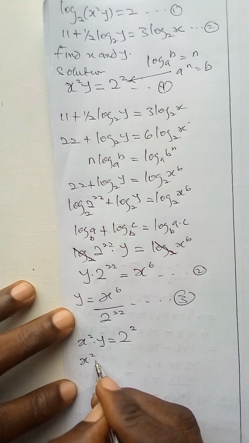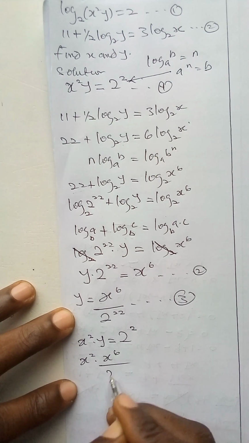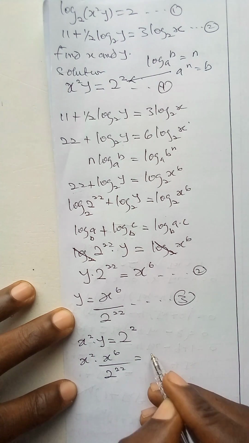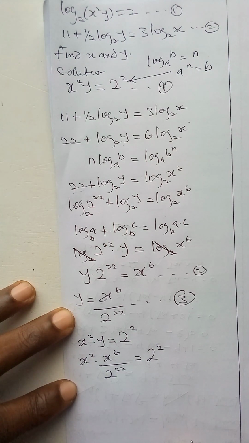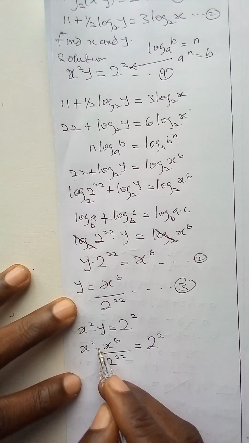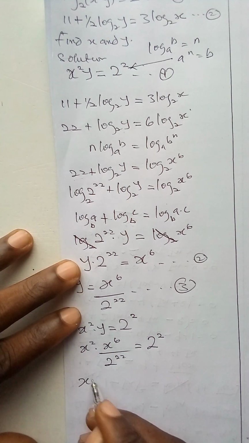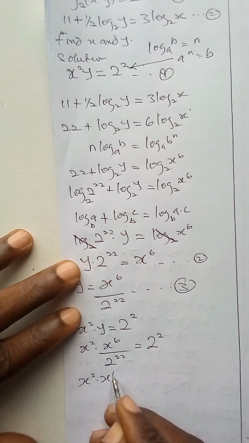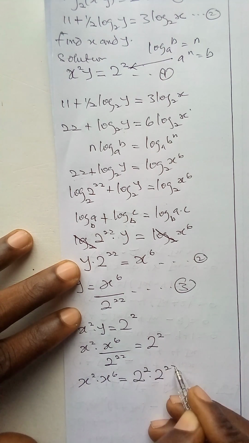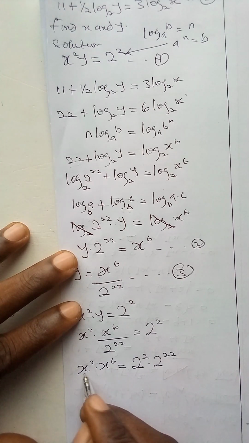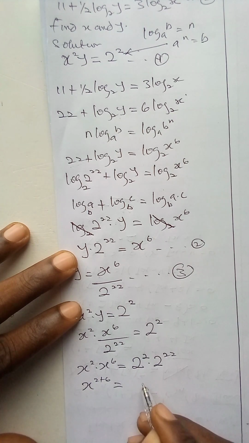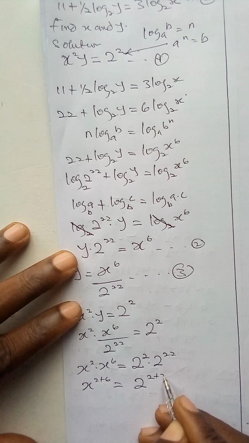So x to power 2 times x to power 6 over 2 to power 22 equals 2 to power 2. Now I can cross multiply and then apply the addition law of indices. Now x to power 2 times x to power 6 is equal to 2 to power 2 times 2 to power 22. If I apply the addition law of indices here and here, I have x to power 2 plus 6 equals 2 to power 2 plus 22.